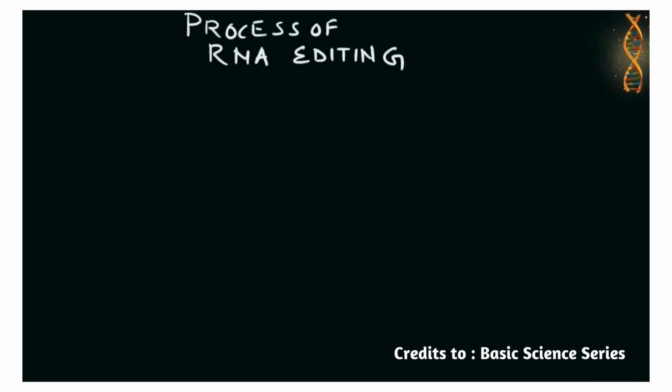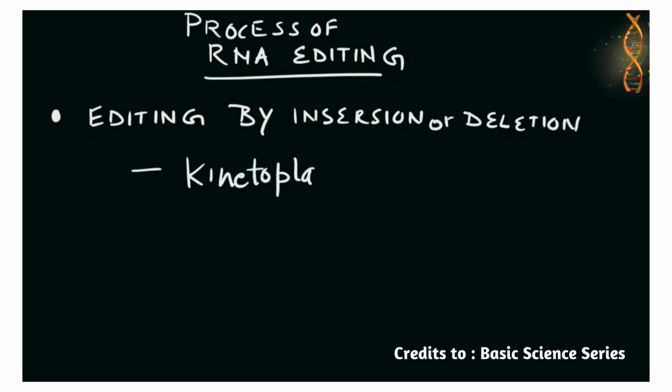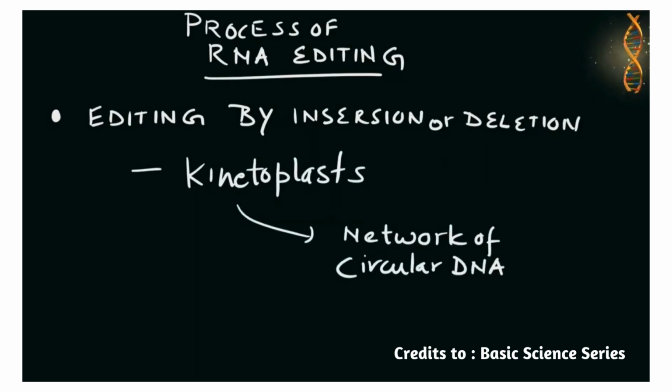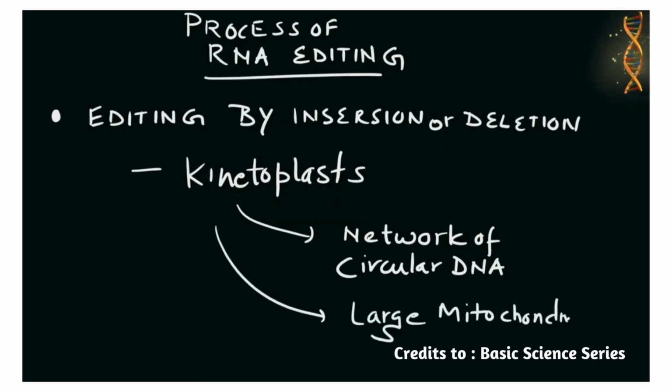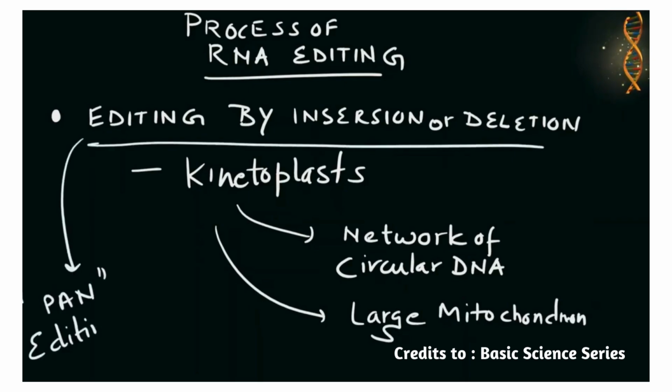Alright, let's discuss the process of RNA editing. Editing by insertion or deletion is also known as pan editing. RNA editing through the addition and deletion of uracil has been found in kinetoplasts. A kinetoplast is a network of circular DNA molecules present in a large mitochondrion. Because this may involve a large fraction of the sites in a gene, it is sometimes referred to as pan editing.